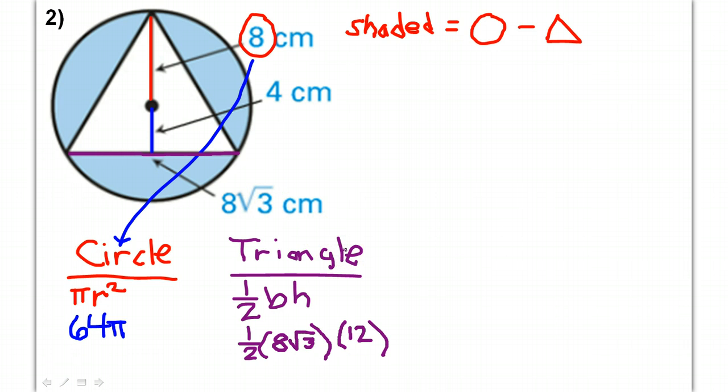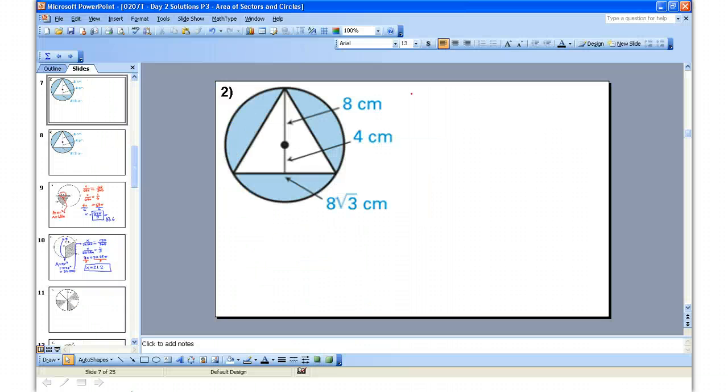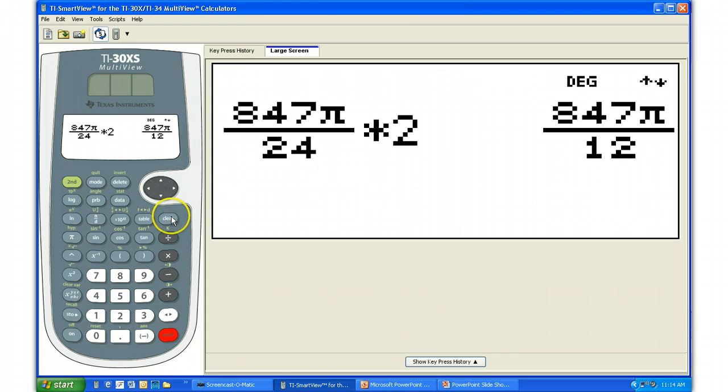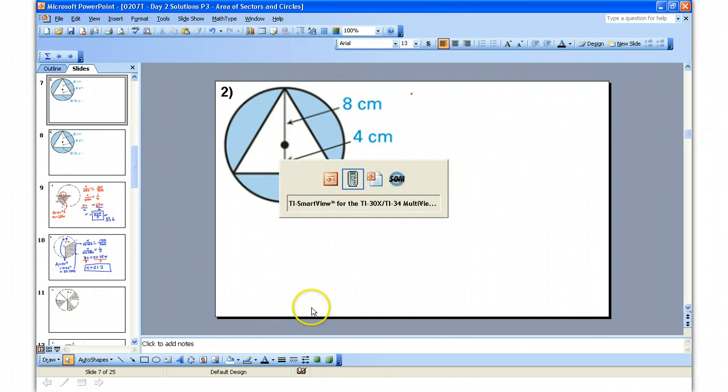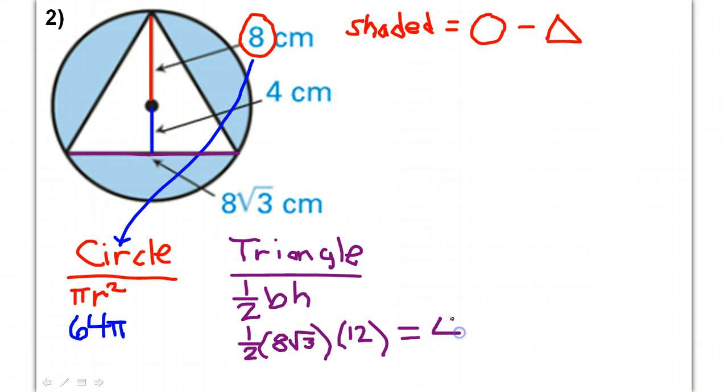Tell me when you got it, Ashley. Argument error. Yeah, that's what I got. All right, let's see how you typed it in. I got 48 radical 3. 1/2 times 8 radical 3 times 12. Oh, okay. Oh, I got it. 48 radical 3. You got it? All right, is anybody having trouble coming up with 48 radical 3? Is anybody else getting some kind of error? Boys, stop playing back there.